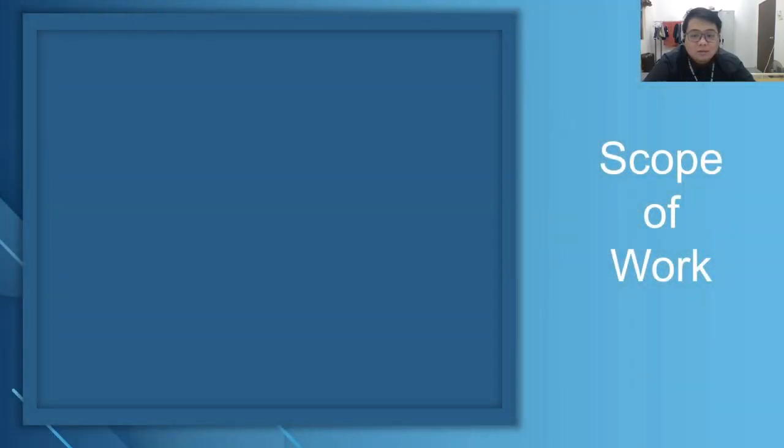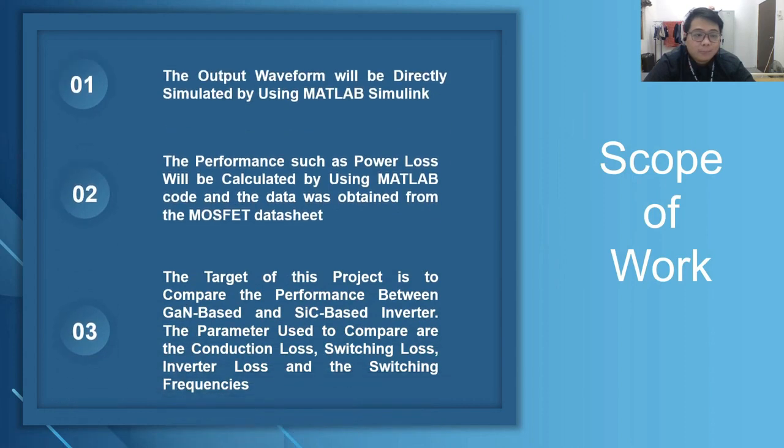After that is the scope of work in this project. The output waveform will be directly simulated by using Matlab Simulink. The performance such as power loss will be calculated by using Matlab code, and the data was obtained from the MOSFET datasheet. The target of the project is to compare the performance between gallium nitride based and silicon carbide based inverter. The parameters used to compare are the conduction loss, switching loss, inverter loss, and the switching frequencies.